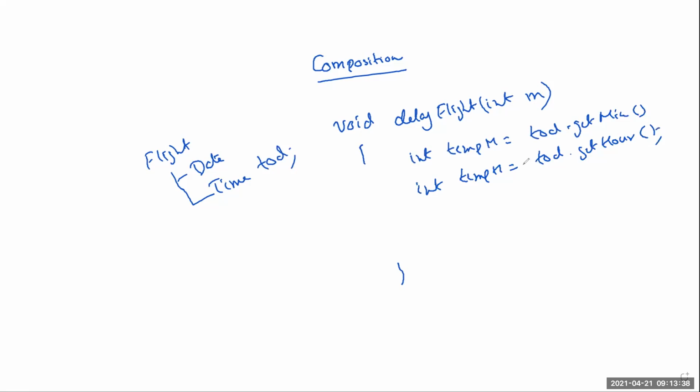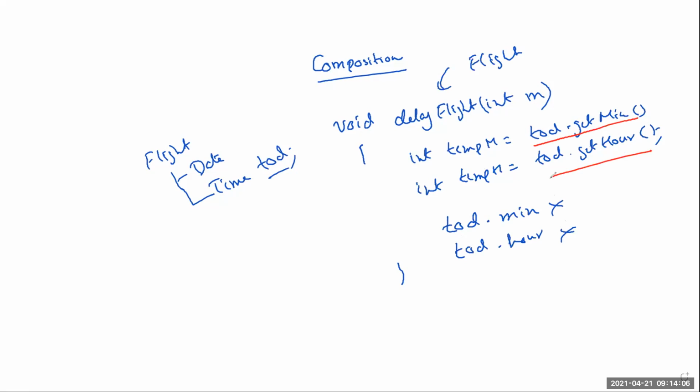Actually, this is not a problem, but since the data of time class is private, I cannot directly write something like time of departure dot minute, because I am outside the class. This is another class. This function is in flight class. So I cannot write directly something like this. This is the reason that if I have to access the hour and minute, I need to call the get functions. Now you already know what is composition.